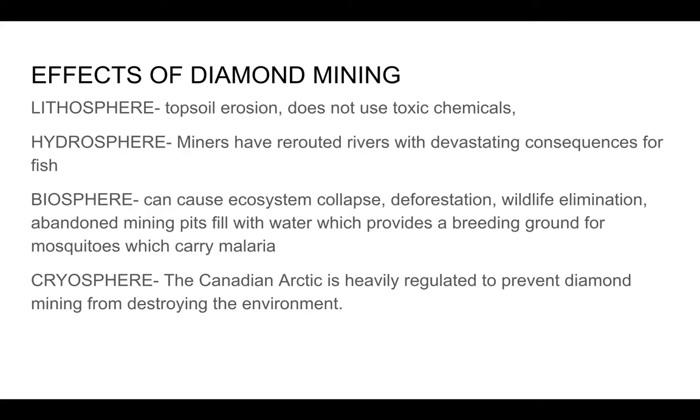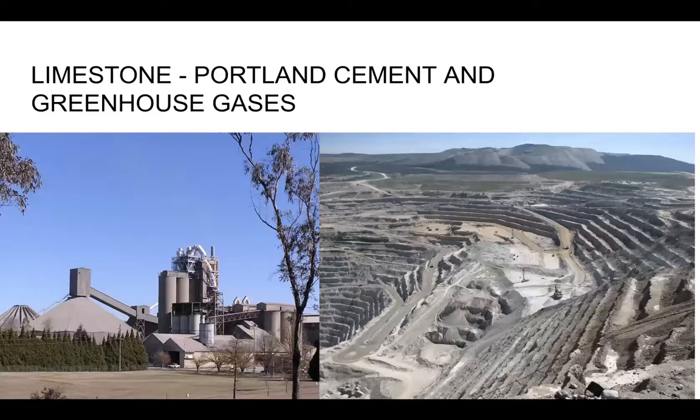And believe it or not, there is an effect on the Arctic, the cryosphere, because they've started diamond mining in Canada, but the Canadian government has made sure that the Canadian Arctic is heavily regulated, and this is to prevent diamond mining from destroying the environment in Canada. Now, limestone. Limestone's very close to home. We have a lot of Portland cement plants in Texas because we have a tremendous amount of limestone here. So limestone and the processes of it to make Portland cement are a heavy impact on Texas.